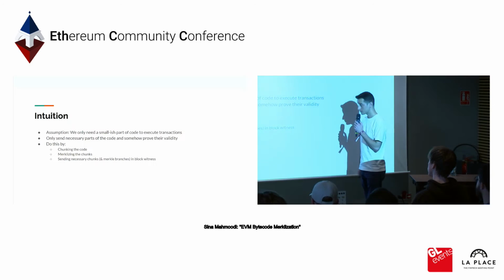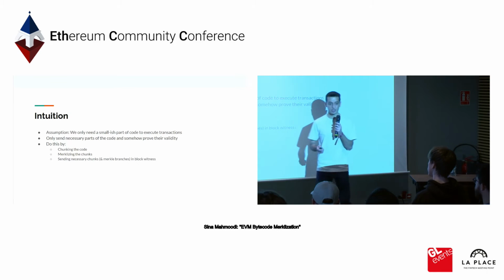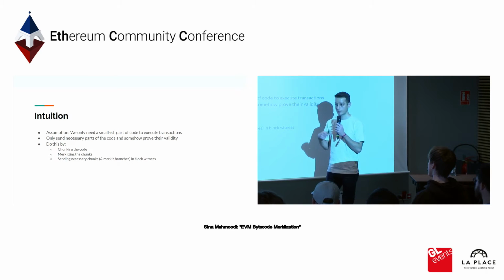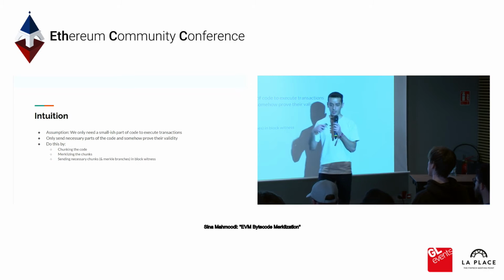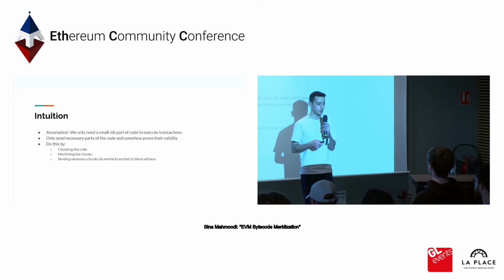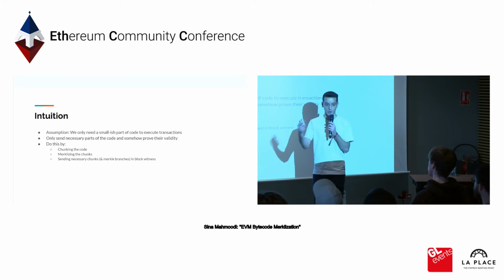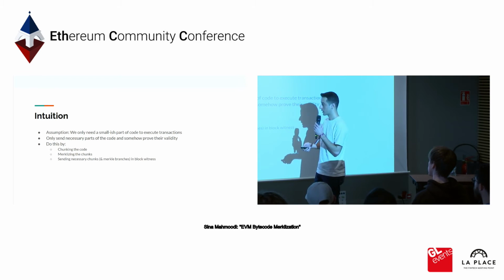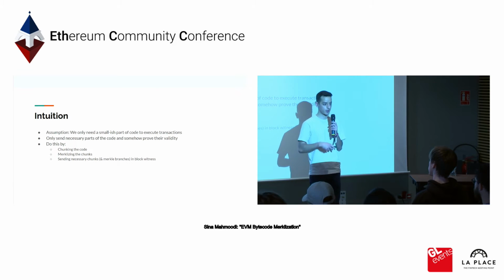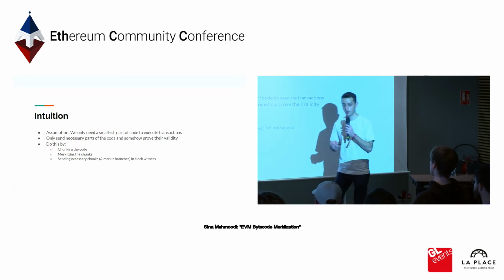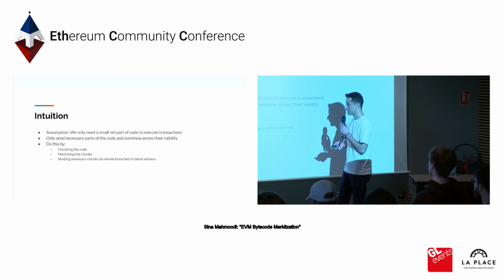So the intuition here is that a transaction only invokes part of the contract code. Let's say you're interacting with an ERC20 token. You only want to call the approve function, which is a small part of the whole code. Why do we need to send the whole contract code when we are only using one function of it?